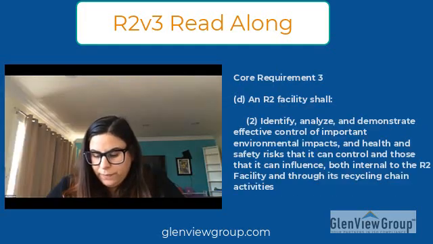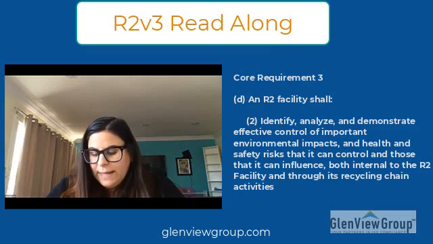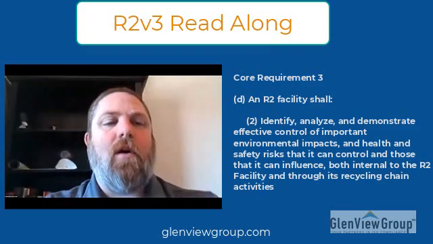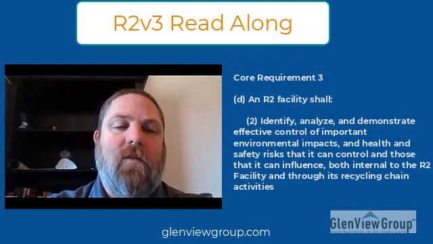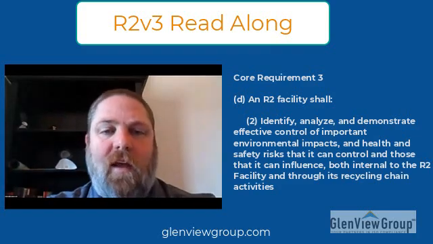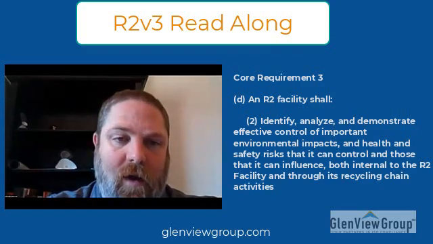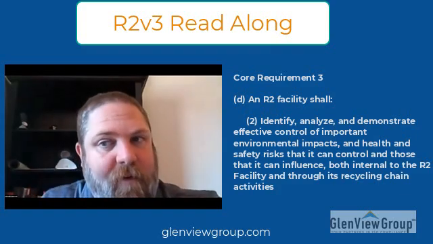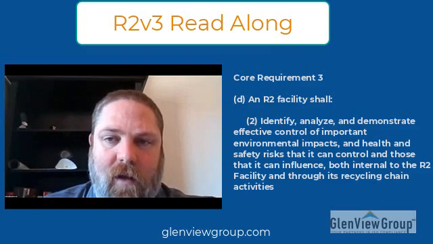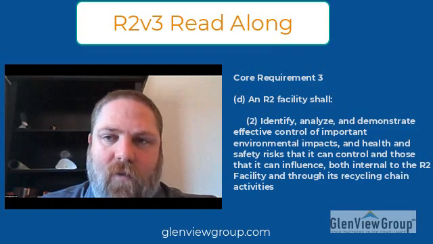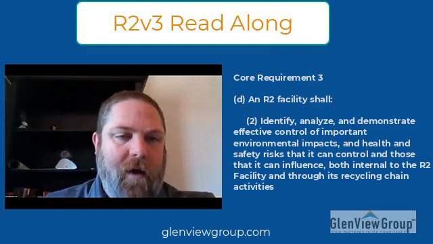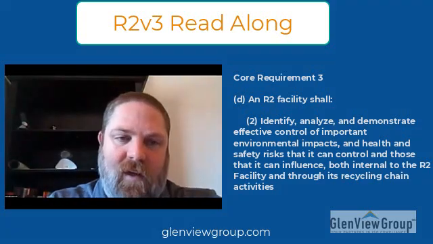Okay. D2, the R2 facility shall identify, analyze, and demonstrate effective controls of important environmental impacts and health and safety risks that it can control and those that it can influence, both internal to the R2 facility and through its recycling chain activities. So this is a part of both the RIOS as well as ISO 14001 and 45001. The word they used here is from the RIOS standard, which calls it important environmental impacts, important health and safety risk. And those are the ones that are called significant aspects or significant risk under the ISO 45001 and ISO 14001 standards. So, and it's already required under those standards to identify, analyze, and have controls in place.